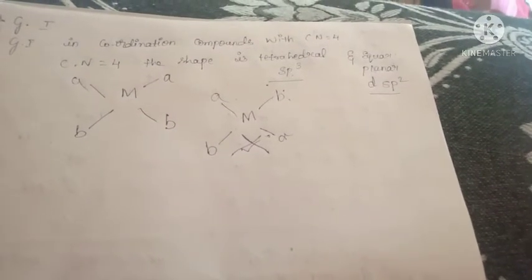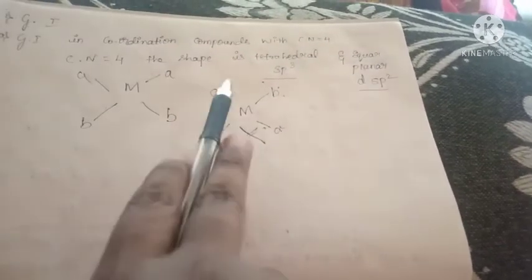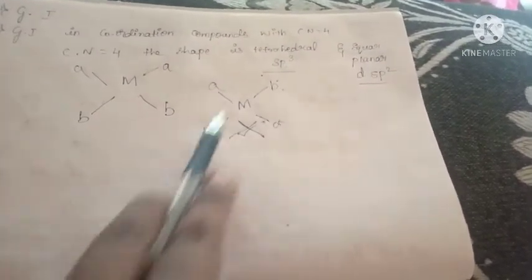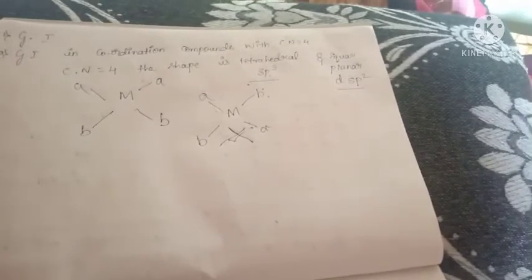I already told you there will be a cis and trans isomer. Cis means the ligands are on the same side. Trans means the ligands are on opposite sides. That is called cis and trans isomerism.